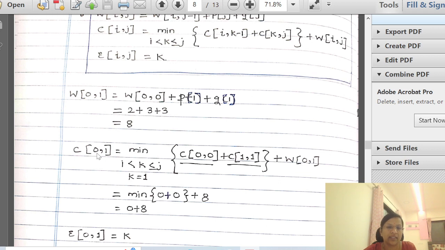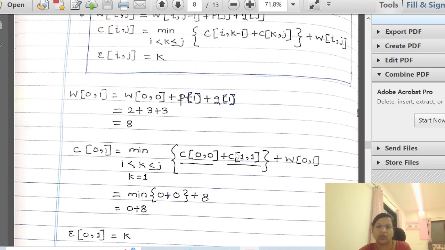So here this is i and this is j. As I said, k will be greater than i but smaller than or equal to j. Now j has only one value, that is 1. So k must be greater than 0 but less than or equal to 1, so it cannot be fractional. So it is clear that k can have only one possible value, that is 1.